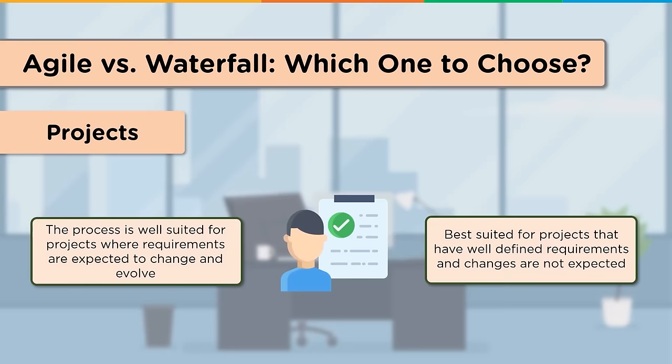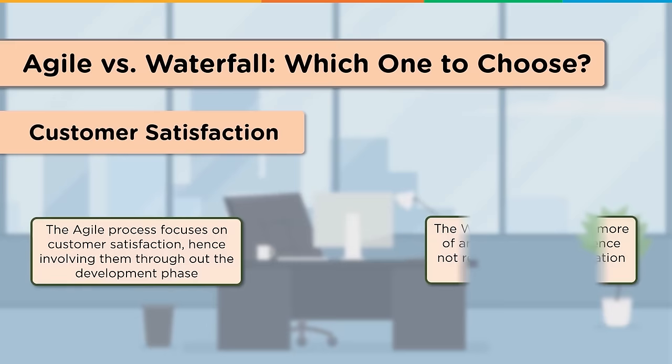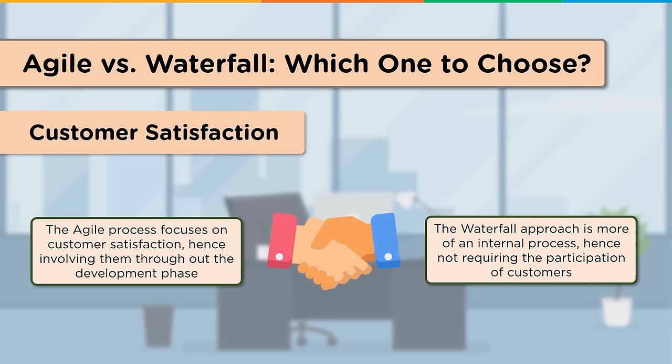The last crucial contrasting factor is the customer satisfaction. As we know, agile model is customer-centric and hence involves the customer at every step of the process, takes their input and implements them. Whereas the waterfall model is an internal process that does not involve the customers and just strictly follows the sequence of steps.